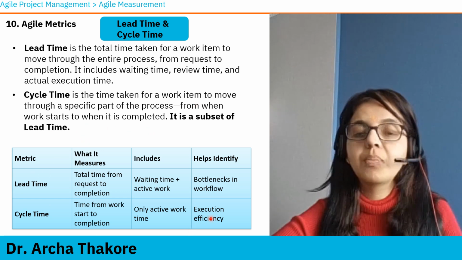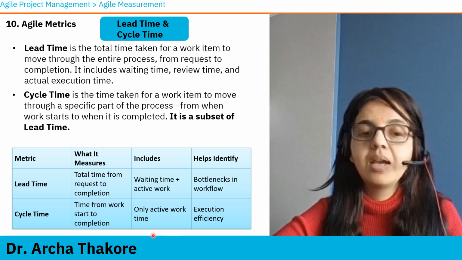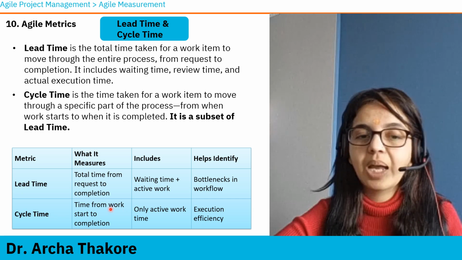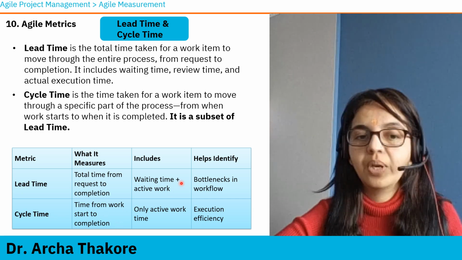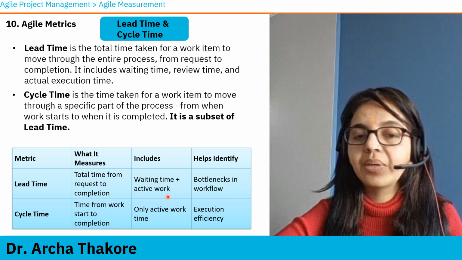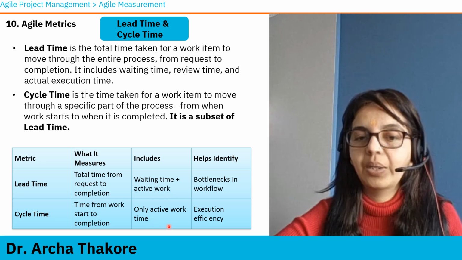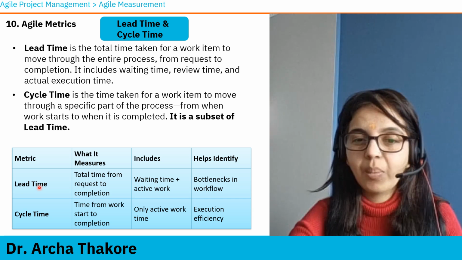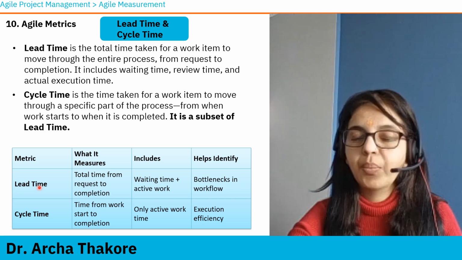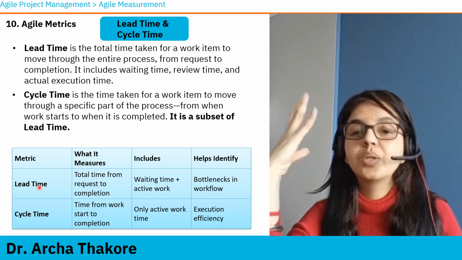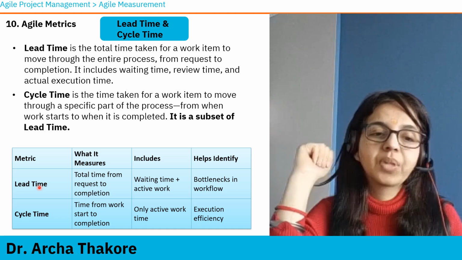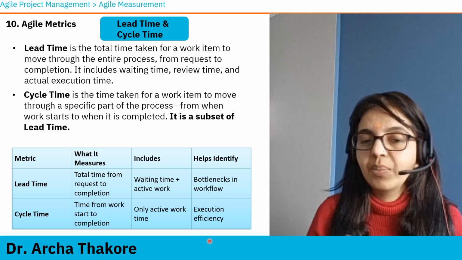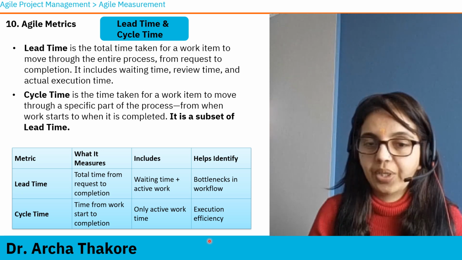Okay, now I have put some more points for better understanding. For comparison, lead time is the total time from request to completion. Cycle time is time from work start to completion. Okay, lead time includes wait time plus active work. Cycle time includes only active work. Now when you look at lead time, if it is very high, it shows that there are bottlenecks. Work is not being picked from one task to another. It's not progressing. So higher lead time is not a good thing. Okay, cycle time shows efficiency, how fast the team is able to finish the work.